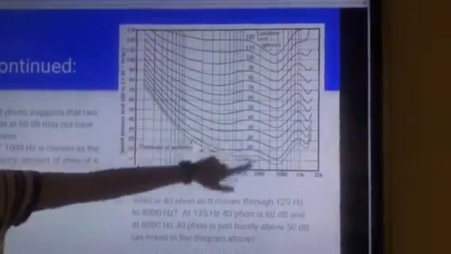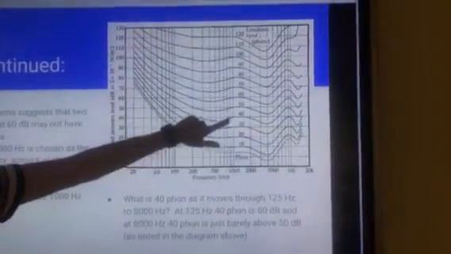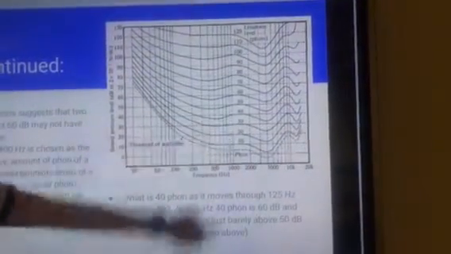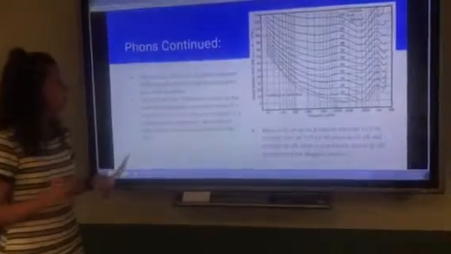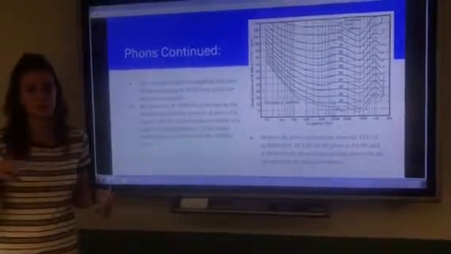But 40 phone and 1,000 hertz here is known as the standard measurement for phones. So the concept of phones is going to suggest that two different sounds at 60 dB may not have the same loudness because we're going to perceive those sounds differently.